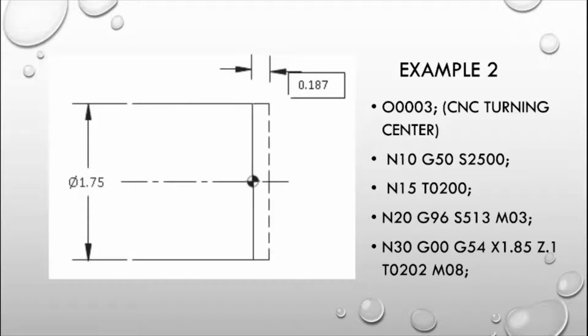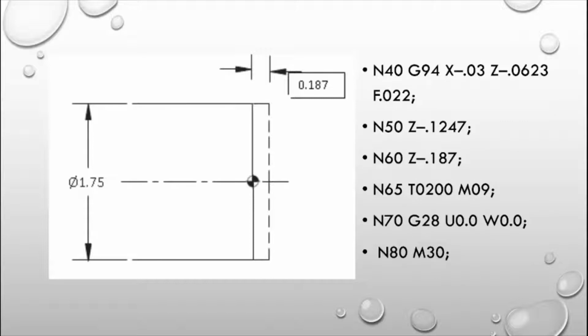After that we cut the material. T0202 is the tool number. M08 is the coolant on. N40 is the sequence number. G94 is the feed rate per minute. The value of X is minus 0.03, and the position of Z is minus 0.0623. The feed rate is 0.022. This means our cut, minus 0.03, is equal to 0.